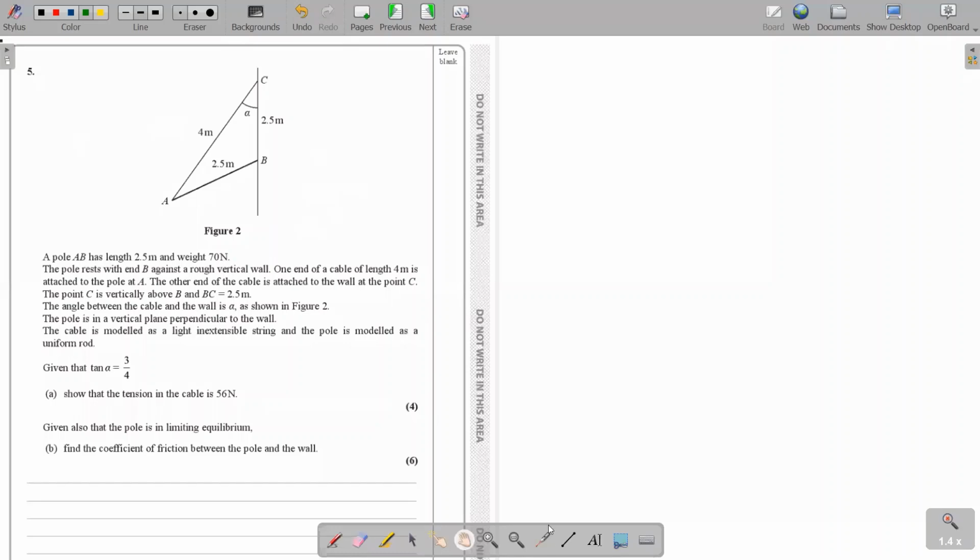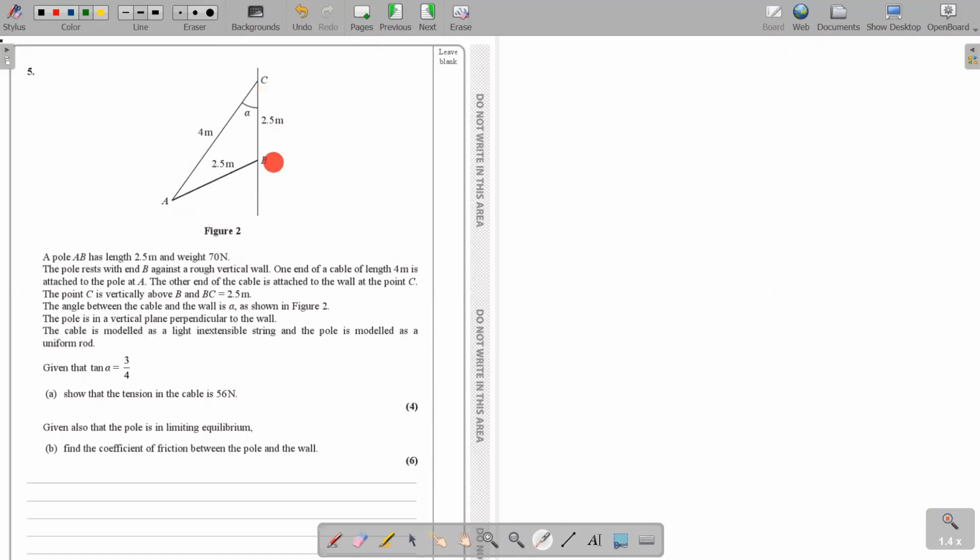Question number 5. A pole AB has length 2.5 meters and weight 70 newtons. The pole rests with end B against a rough vertical wall. So this is the pole, leaning against a rough vertical wall. One end of a cable of length 4 meters is attached to the pole at A. The other end of the cable is attached to the wall at the point C. The point C is vertically above B and BC is 2.5 meters.